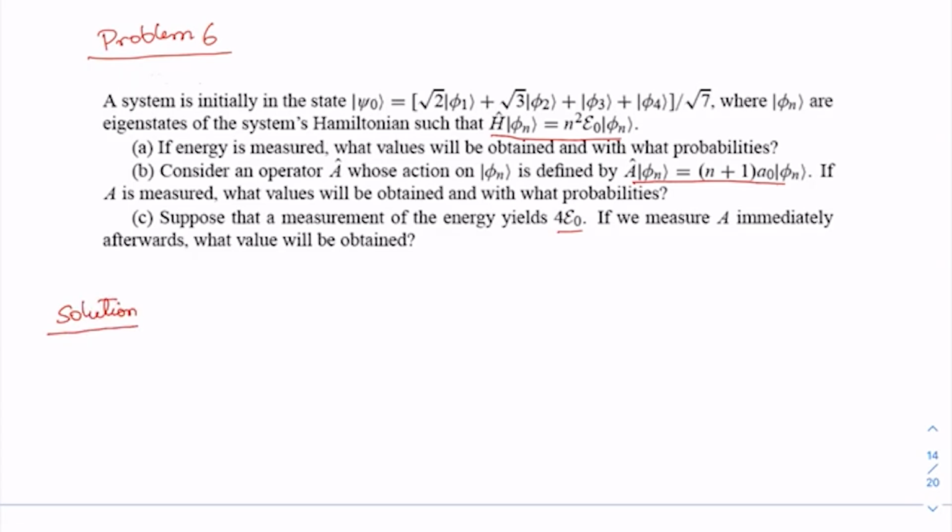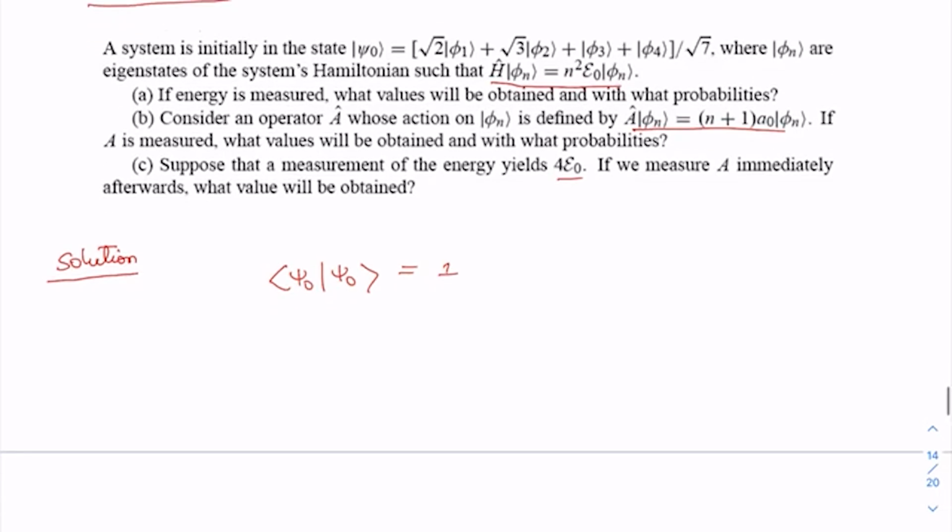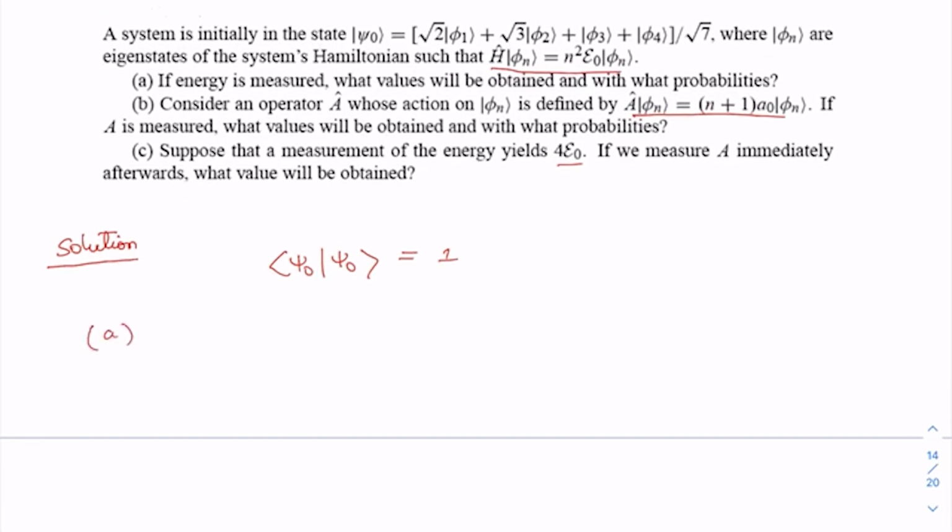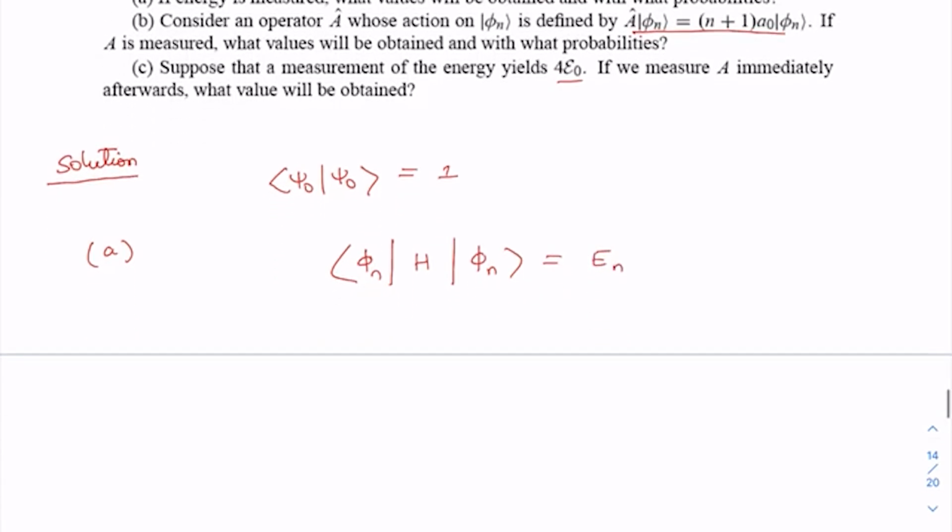One thing you can immediately notice is that this state psi 0 is normalized. That is quite obvious. If you add it up, you will see that psi 0 is already normalized. So now if an energy measurement is done, it's going to give us the value En. So what would that be?